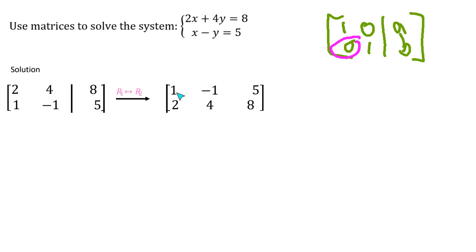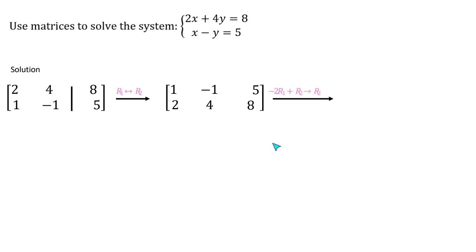Yes, we changed it to a 1. But remember, if your ultimate goal is to change the 2, then your first row is not going to be affected. We're only going to use it to help us change that second row. So we're going to multiply the first row by -2 and add it to row 2, but our main result is going to end up in row 2.